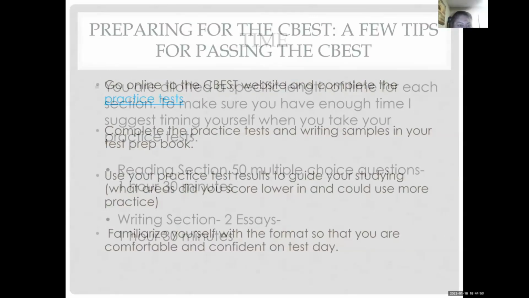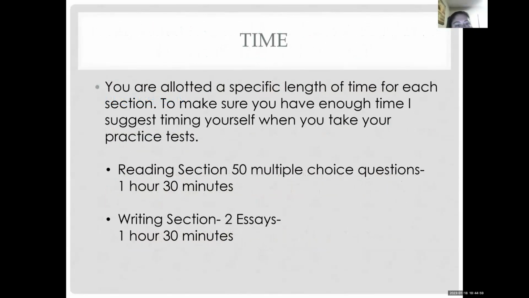You are allotted a specific length of time for each section. To make sure you have enough time, I suggest timing yourself when you take your practice test. The reading section is 50 multiple choice questions. You get 1 hour and 30 minutes. The writing section, you get 2 essays and you get 1 hour and 30 minutes. Because I'm the English reading CBEST person, I ignored the math, but you get an hour for the math, okay? So that's where that extra hour comes from.